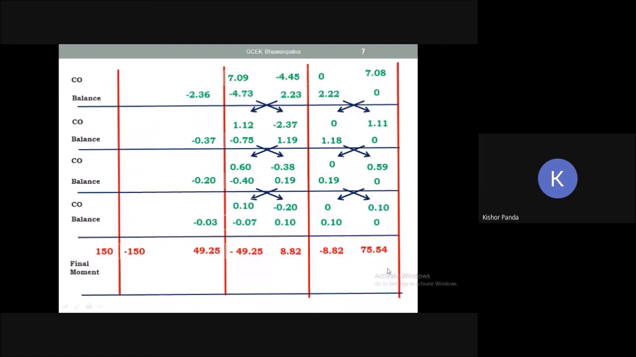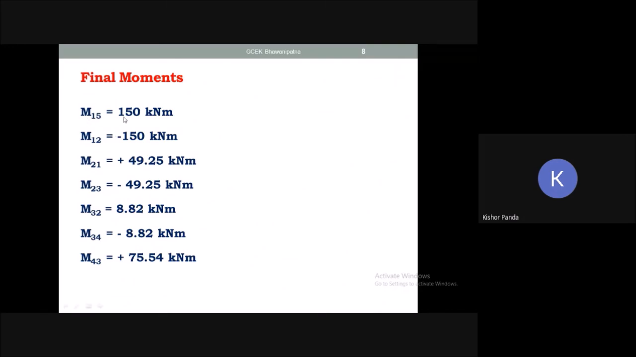So these are the final moments. After getting the final moments, you have to give the direction of the moment, and you have to draw the bending moment diagram. You know how to draw the bending moment diagram and shear force diagram. This is the final moment: M15, 150 kilonewton meter, M12 minus 150 kilonewton meter, M21 plus 49.25 kilonewton meter, M23 minus 49.25 kilonewton meter, M32 8.82 kilonewton meter, M34 minus 8.82 kilonewton meter, M43 75.54 kilonewton meter. This is the final moment. Then you can plot the bending moment diagram.